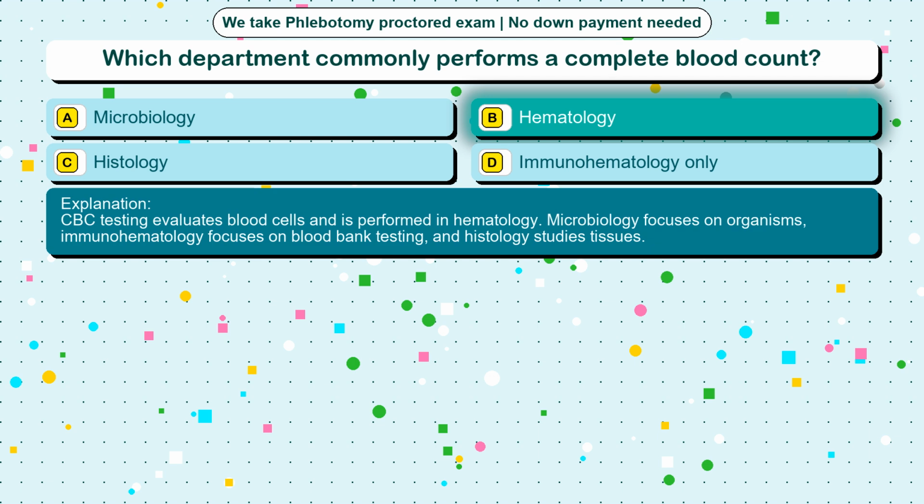CBC testing evaluates blood cells and is performed in hematology. Microbiology focuses on organisms, immunohematology focuses on blood bank testing, and histology studies tissues.